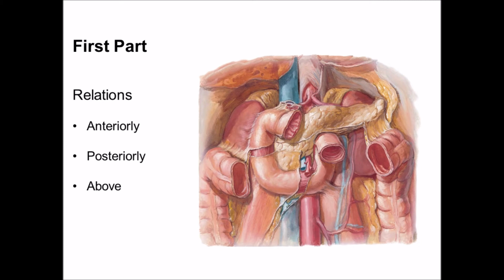The superior part of the first part of duodenum forms the anterior boundary of epiploic foramen, and it is related to hepatic artery. Below, the first part of duodenum is related to head and neck of pancreas. The proximal part gives attachment to two layers of greater omentum.